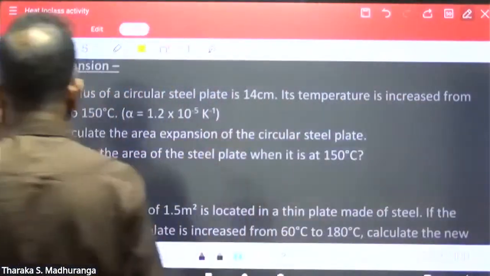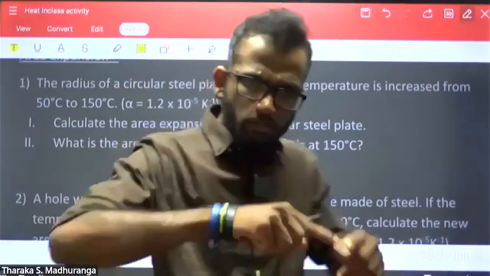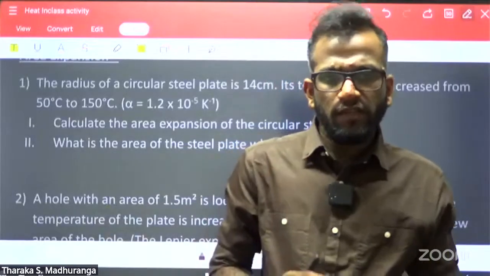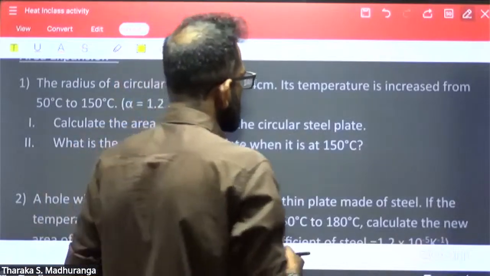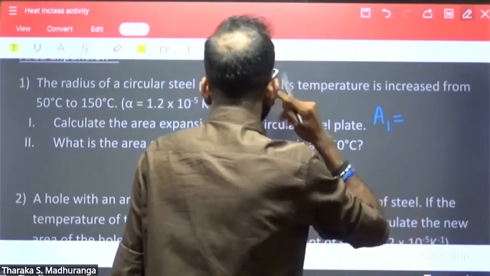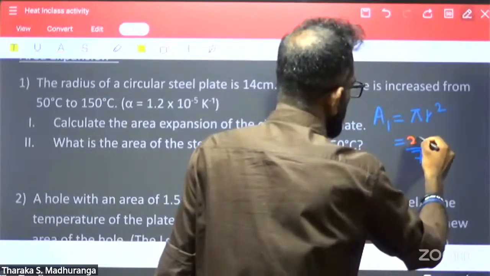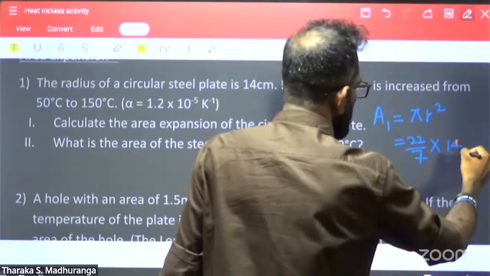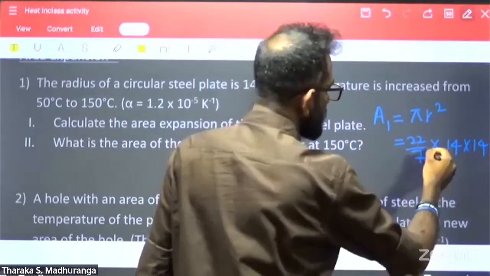Good, 24 answers. The radius of a circular plate is 14 centimeter. The radius is given, so you can calculate the initial area. The initial area A1 equal pi r square. Pi is 22 over 7, r is 14 into 14. Not compulsory to convert into meter.